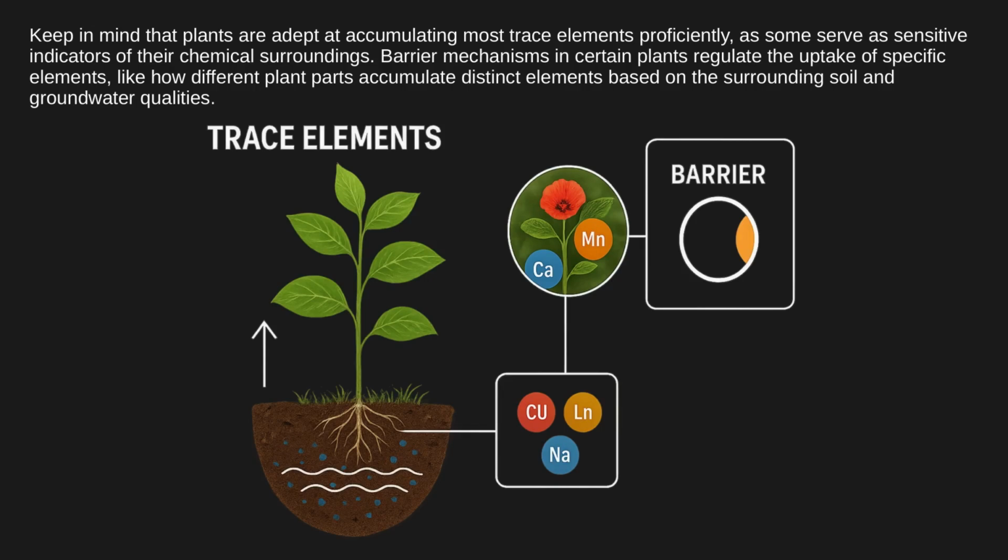Keep in mind that plants are adept at accumulating most trace elements proficiently, as some serve as sensitive indicators of their chemical surroundings. Barrier mechanisms in certain plants regulate the uptake of specific elements, like how different plant parts accumulate distinct elements based on the surrounding soil and groundwater qualities.